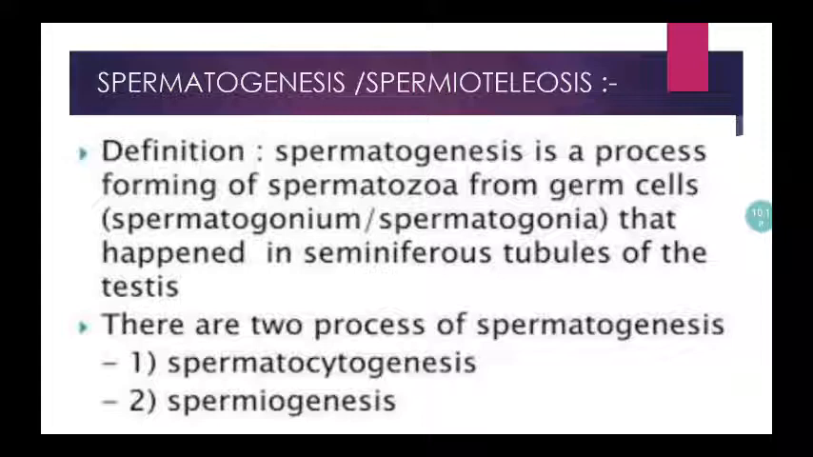But spermatogenesis is completed in two steps. The first step is called spermatocytogenesis, because in this step spermatocyte cell, primary spermatocyte cell, is produced from the spermatogonia cell. So that's why it is called spermatocytogenesis, primary spermatocyte and secondary spermatocyte. That we will see in the next slide. And spermiogenesis means conversion of spermatid into sperm or spermatozoa. This process is called spermiogenesis. Clear?